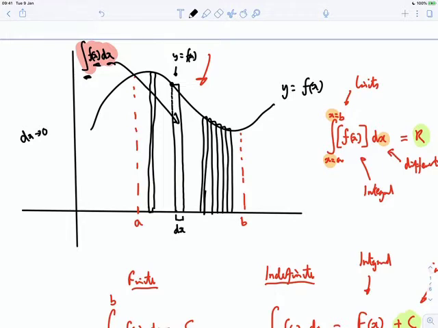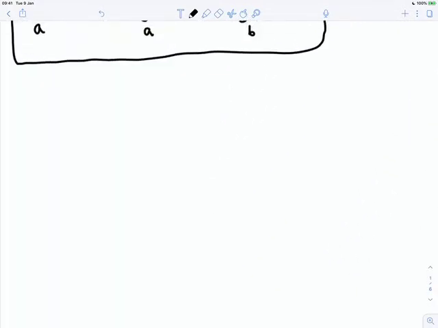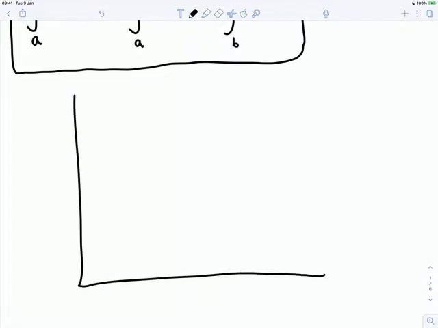And clearly in the limit, as in not actually there but approaching, as the thickness of the rectangles tends to 0, this will be a better and better approximation. So I don't know, maybe I'll draw a different example. Let's say I've got something like this.